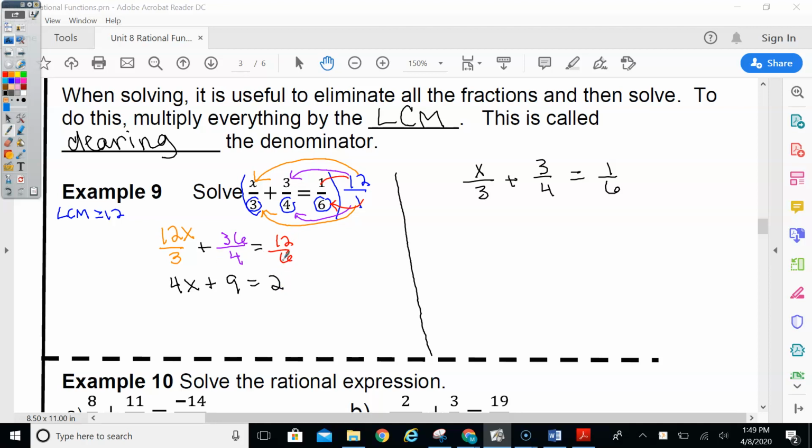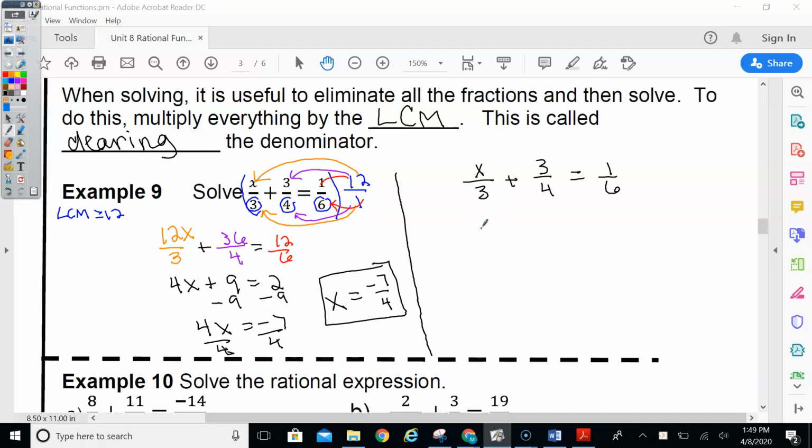So notice here, all the fractions go away. So when you multiply by the least common multiple, you clear the denominator because there are no fractions. And now you solve for x. So minus 9, 4x equals negative 7, divide by 4. x is negative 7/4. So that's solving it by clearing the denominator.